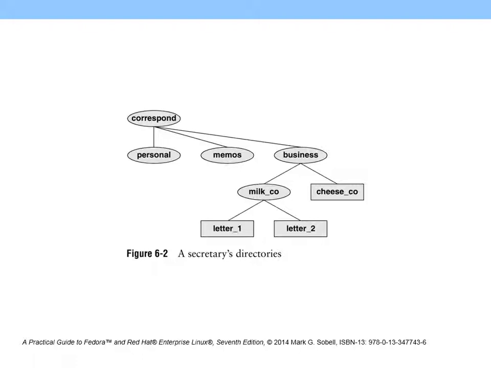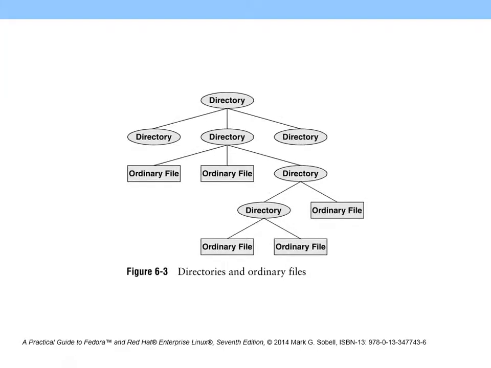They have correspondence: personal correspondence, business correspondence, and memos. Underneath business, they have milk company and cheese company. Under milk company, they may have sent a couple letters, right? What is this? It's a secretary's tree structure. So, in reality, what you have in your circles are going to be your directories. Files will be in a rectangle.